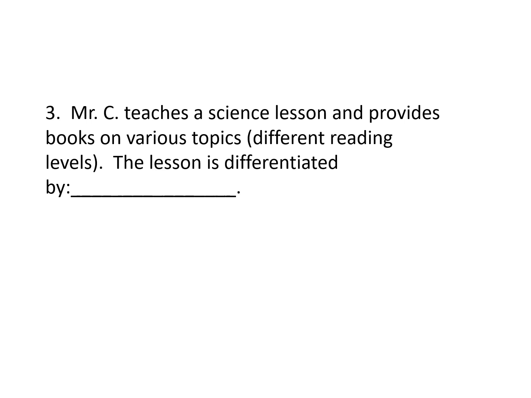Number three, Mr. C teaches a science lesson and provides books on various topics at different reading levels. This lesson is differentiated by what? By content, because the materials he's providing them are substantially different by reading level. Remember, if it's materials or standards or objectives, it's content. If it's the way it's being taught, it's process. And if it's the outcomes or the project, it's product.